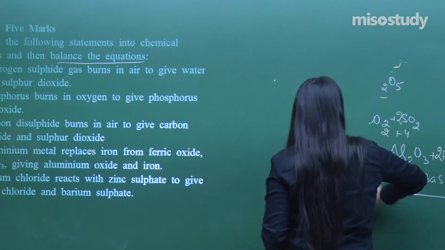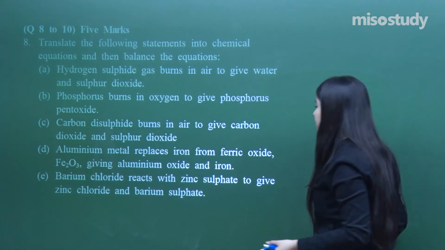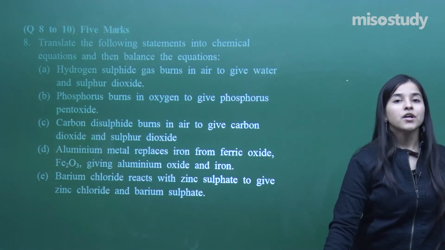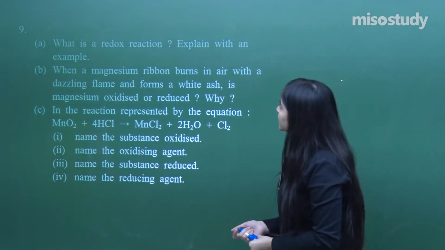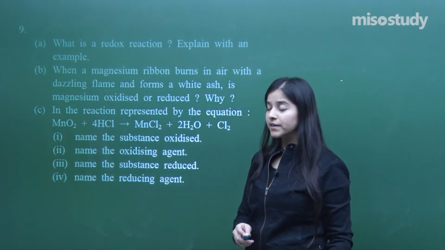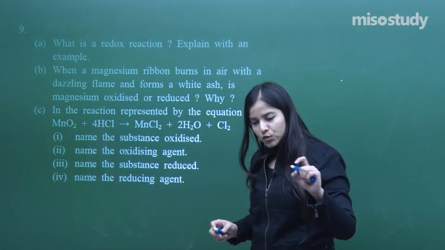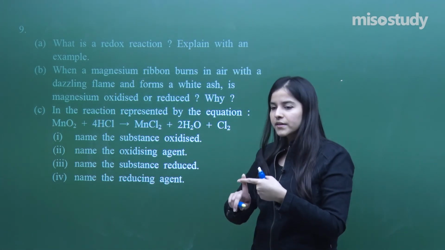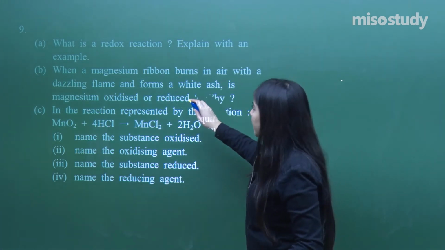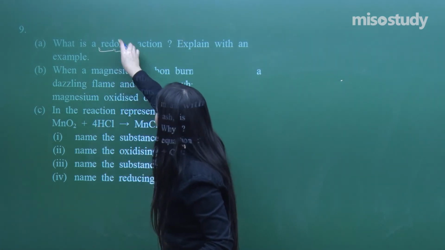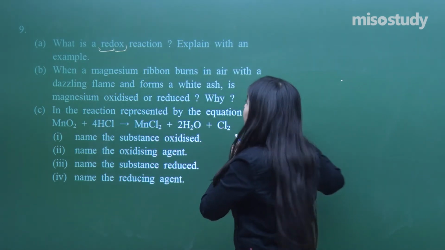Now, sometimes this balancing becomes typical. So what you need to do is just practice more and more reactions. That is the only key to get the answers right. Now, what is a redox reaction? In the lectures also I told you, there is one oxidation reaction and one reduction reaction. Whenever the two processes happen in a single reaction, we get a redox reaction. Red means reduction, ox means oxidation. Give an example. Yes, we can have an example right here.